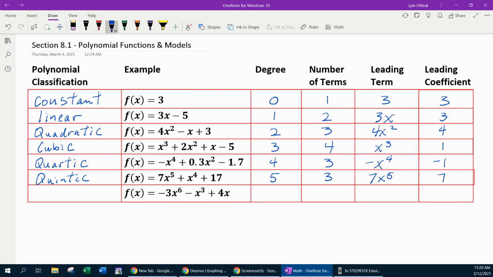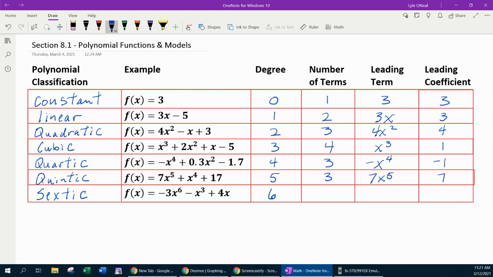And lastly, for my favorite polynomial function of all time, the classification of a 6th degree polynomial. I'm not even joking. That is a sextic. That is a sextic function.